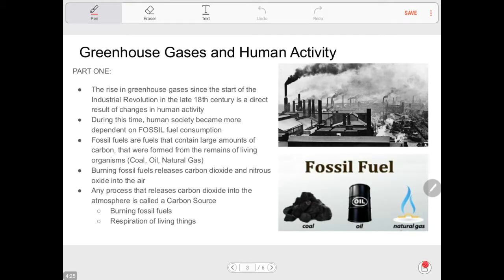Now, I'm going to give you all a hint. What we are talking about here on this slide is going to be on your quiz. It's also going to be on your unit exam, so very important.